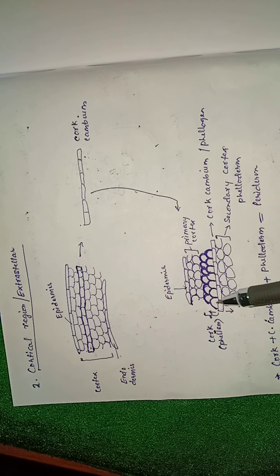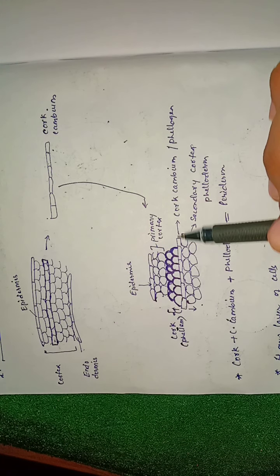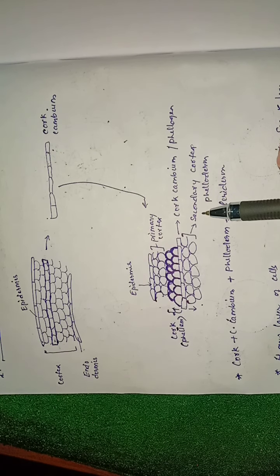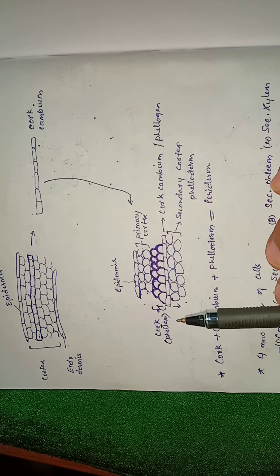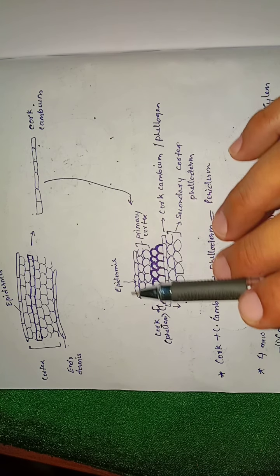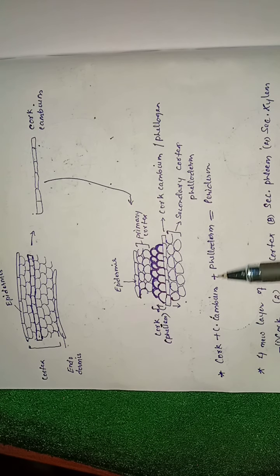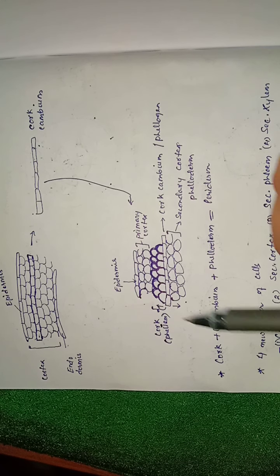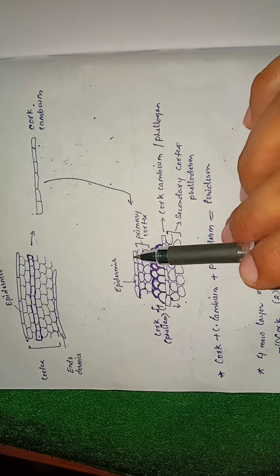On the outer side of this cork are the primary cortex and the epidermis. The division of the cork cambium or phellogen on the inner side gives rise to a parenchymatous group of cells called the secondary cortex or the phelloderm. So the secondary growth in this layer gives rise to three groups of cells: the cork, the cork cambium and the phelloderm. These three groups of cells formed by the secondary growth in the cortical region together form the periderm.